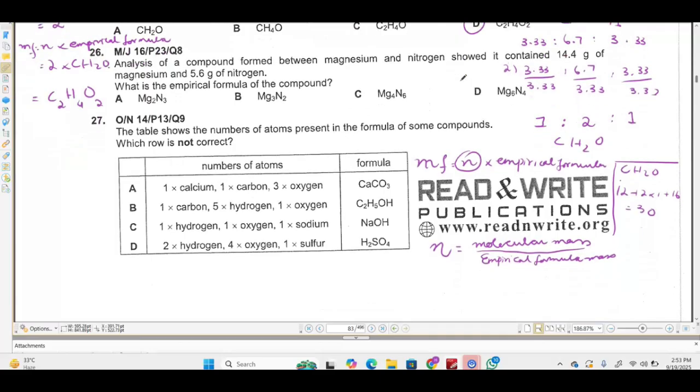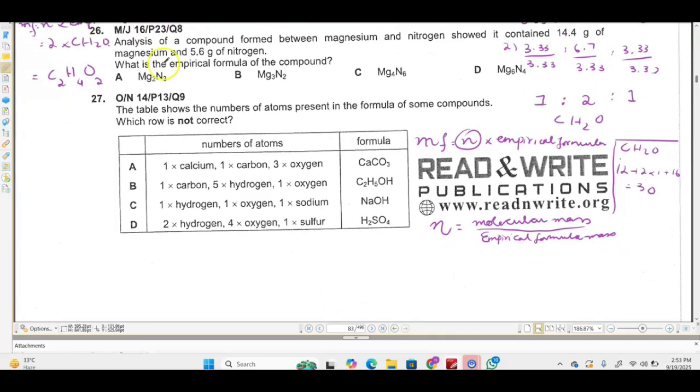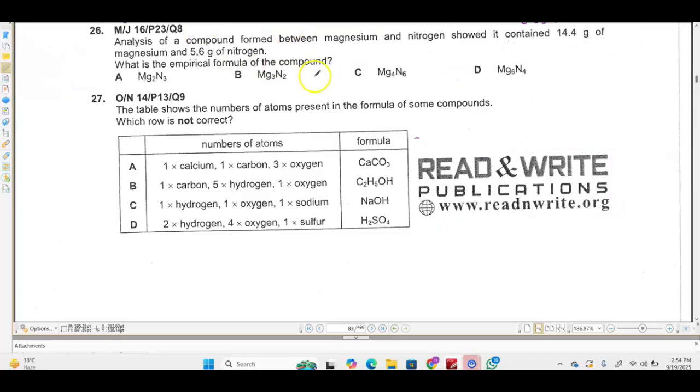Okay? Okay, moving forward, analysis of a compound formed between magnesium and nitrogen showed it contained 14.4 grams of magnesium and 5.6 grams of nitrogen. What is the empirical formula of the compound? Okay, let's clear the area. Okay, so there are 2 elements in this compound, magnesium and nitrogen. Okay, so magnesium is 14.4 grams and nitrogen is 5.6 grams.